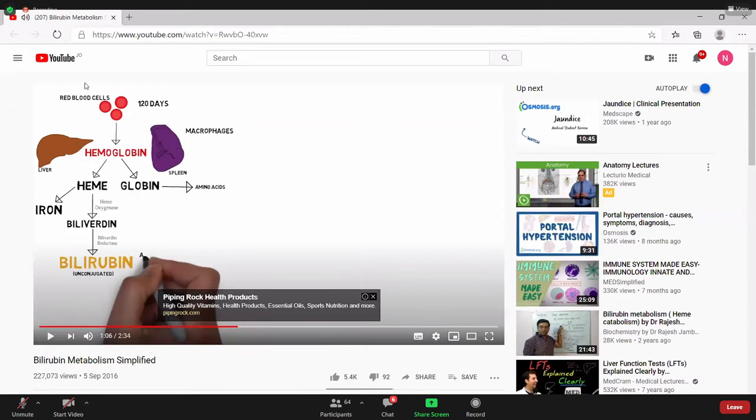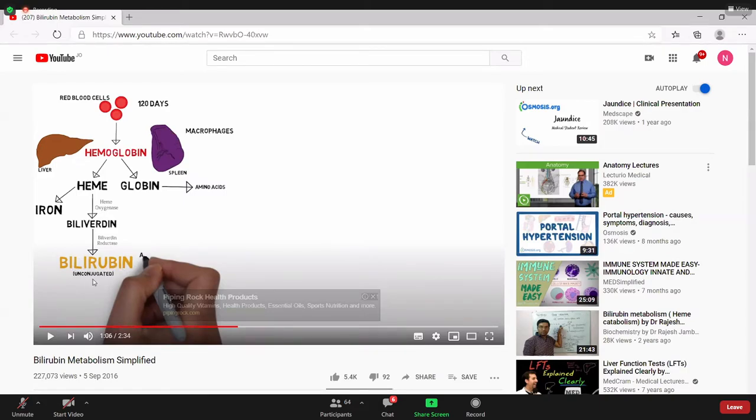Okay, so what happens is that the source of bilirubin in our body is red blood cells. As we know, red blood cells, once they are degenerated by the age of 120 days, in the spleen, in the reticuloendothelial cells, which are the macrophages, the hemoglobin is transformed into heme and globin. Heme is further metabolized into iron and biliverdin.